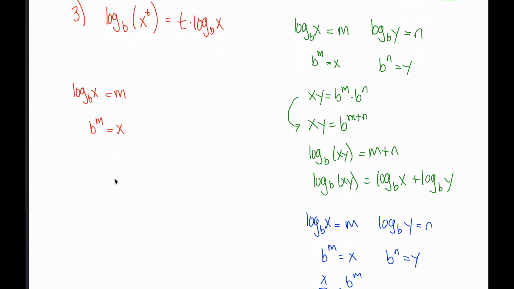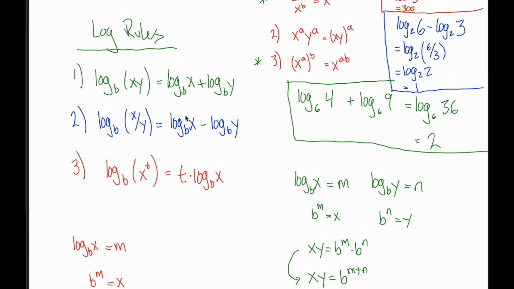Now what we're going to do is say if b to the m power is the same as x, then b to the m power raised up to the t power is the same as x raised up to the t power. And even if you don't see why you would do that, hopefully you can at least follow that you could do that: if this is the same as this, then this raised up to some power like t is the same as this raised up to some power like t. That gets me this far.